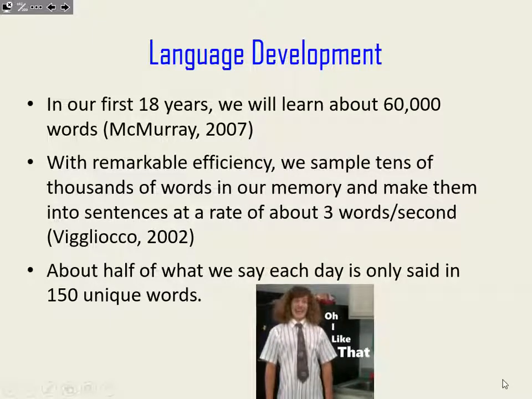Okay, so in our first 18 years, 0 to 18, by the time we become adult, on average, we're learning about 60,000 words. That's a lot, right? And it's amazing how quickly we can process those words and produce those words, but I'll hit you with that third bullet point. Half of what we say is only said in about 150 unique words. So if you use words like nice, cool, why don't you try some other words that may say the same thing, up your lexicon there, maybe just kind of increase your vernacular capacity there? You may find it pretty fun, actually.